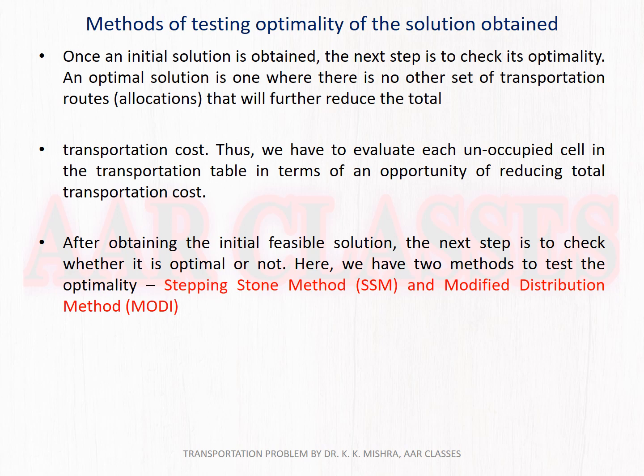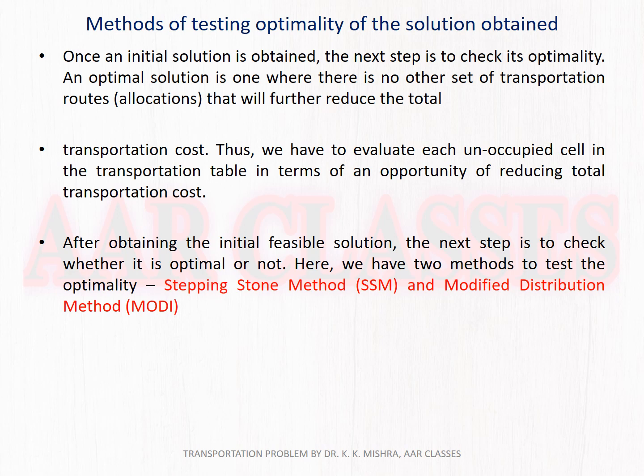Now come to most expected methods of testing optimality of the solution obtained by any of the three methods discussed a while ago. Once an initial solution is obtained, the next step is to check its optimality. An optimal solution is one where there is no other set of transportation routes, means allocations, that will further reduce the total cost. Thus, we have to evaluate each unoccupied cell in the transportation table in terms of an opportunity cost of reducing total transportation cost.